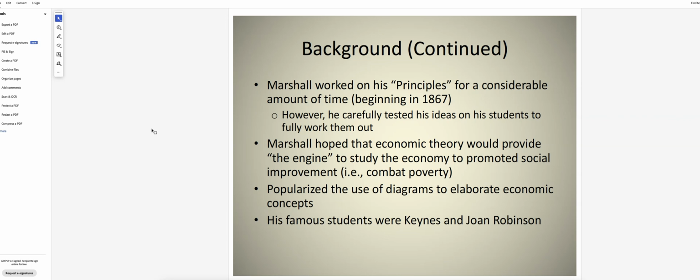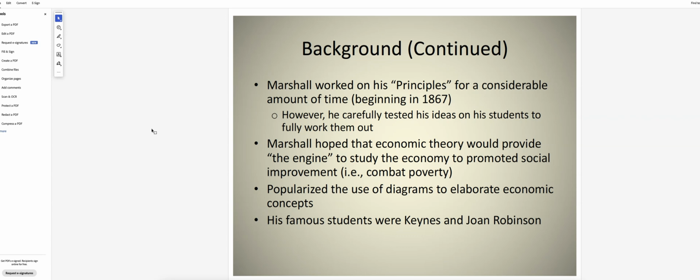It took a long time to write his textbook. Yes, it was popular for basically 50 years after he finally published it in 1890. But he had started it 23 years previously. He started it in 1867. He then tested the manuscripts of his textbook out in the classroom, and obviously refined the book and whatnot.